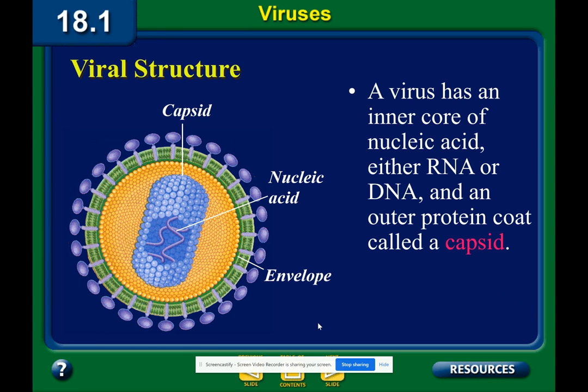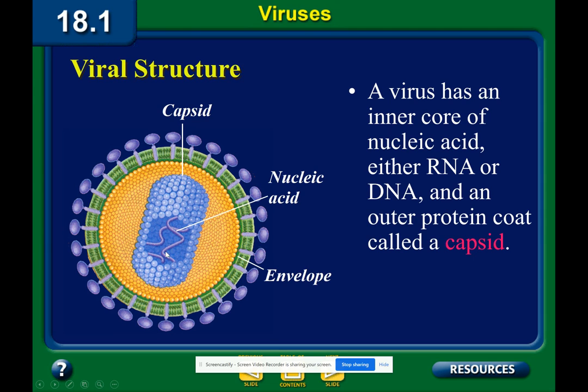Let's talk about how they're put together, right? Their structure. So they're incredibly simple things, but here is the nitty gritty. It says there a virus has an inner core of nucleic acid. That could be DNA or RNA, and it's sitting there right smack dab in the center. This is cut away so that you can see what's going on inside. It looks a little bit like spaghetti. That's the nucleic acid. That could be the DNA, that could be the RNA.